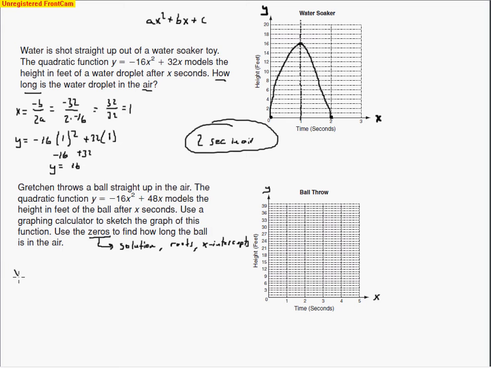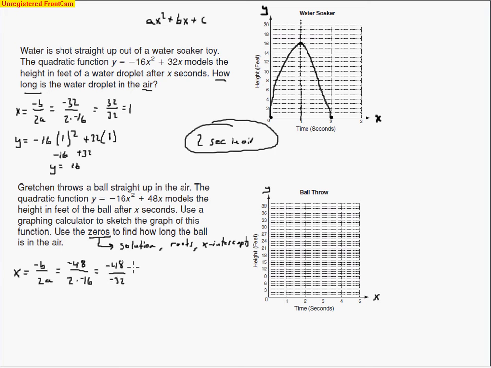We're going to use that x equals negative b over 2a. Substitute our numbers in there. Remember, 48 is the b term, so it's the opposite of 48 over 2 times a, which is negative 16. So we do that work, we end up with a negative 48 over negative 32.